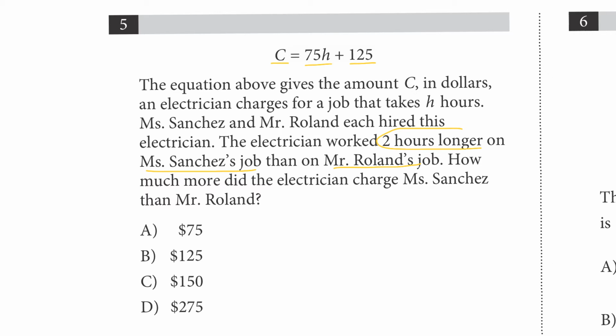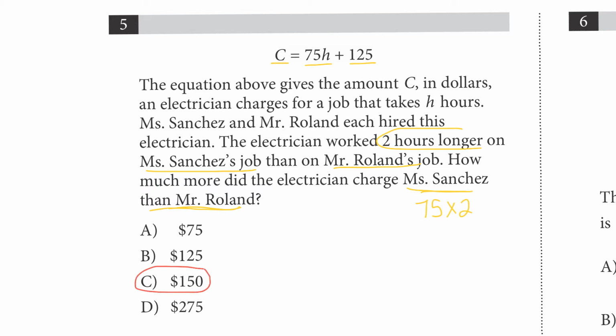So how much more did the electrician charge Miss Sanchez than Mr. Rowland? Well, she's going to pay more because of the 2 hours more. And you're paying $75 an hour. So I would say 75 times 2 is what? It's 150. So the answer here is exactly $150.